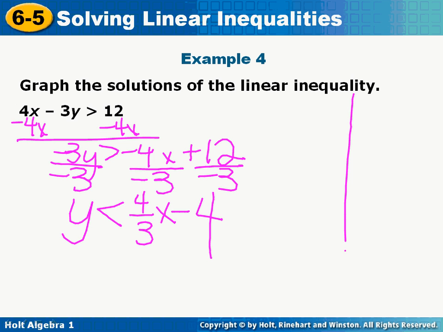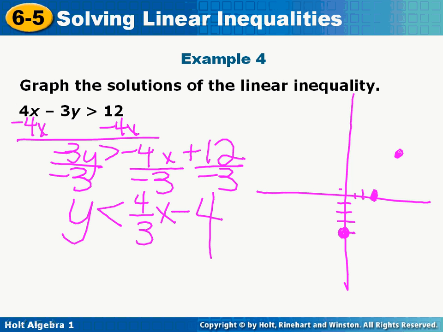Now sketch your graph. Where do I start? Negative 4 is the y-intercept. 1, 2, 3, 4. And then I'm going to rise 4. Run which way? Right 3. 1, 2, 3. Do it again. Up 4, over 3. Dotted or solid?